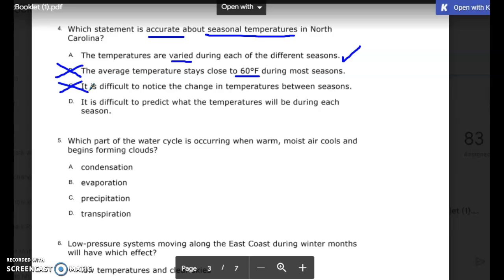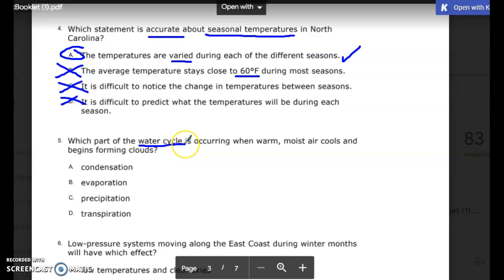It is difficult to predict what the temperatures will be during each season. Now, if that said day to day, I might allow you to circle D because we have some crazy weather here. But no. Is it hot in the summer? Cold in the winter? Mild in the spring and fall? The best answer is A. Did anybody miss that? Be honest. If you did, it's okay, but work your way through these.